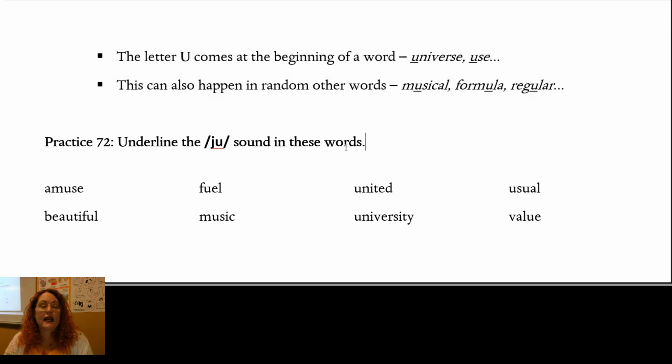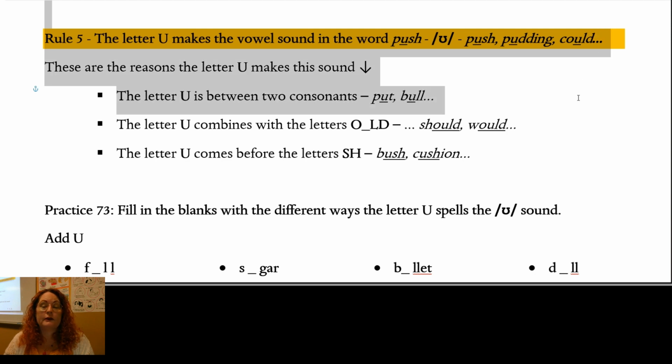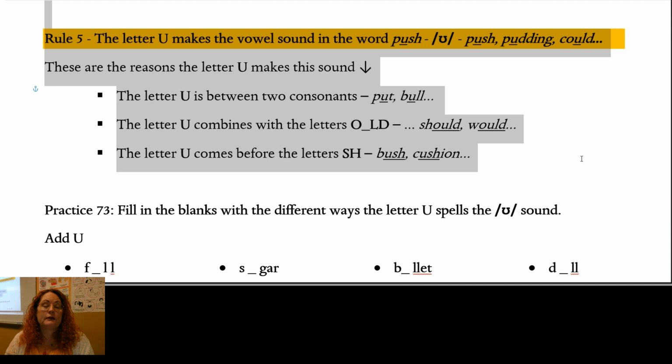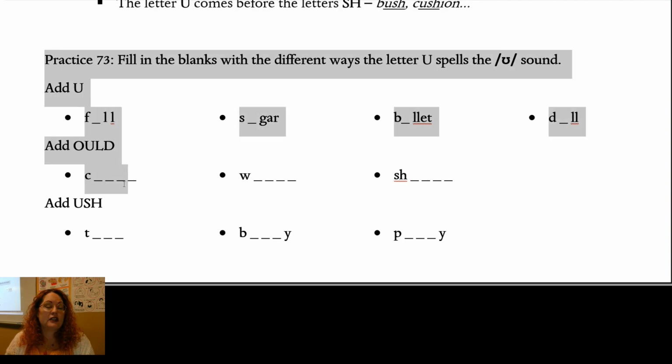Take a look at these words and decide if it's only a U or if it's a U in combination with other letters that makes the U sound. Rule 5, there's still more. The letter U makes the vowel sound in the word push. Uh. Push, pudding, could. This usually happens when the U is between two consonants, like put or bull. When we have OULD, as in should or would, and when U comes before SH, for example, bush or cushion. In practice 73, fill in the blanks with the different letter combinations to make the U sound like uh.